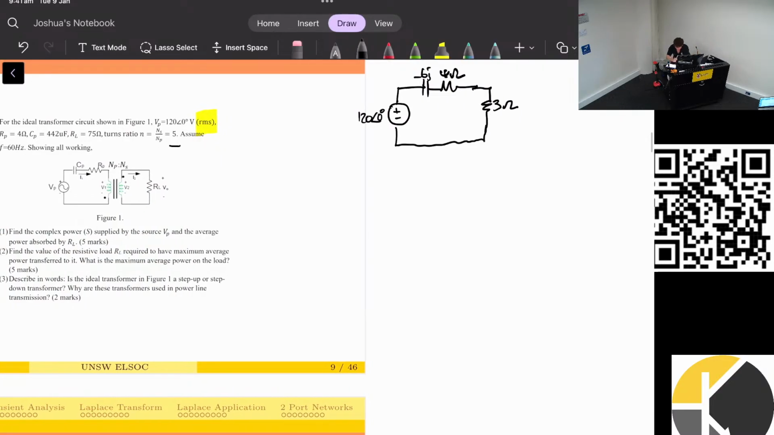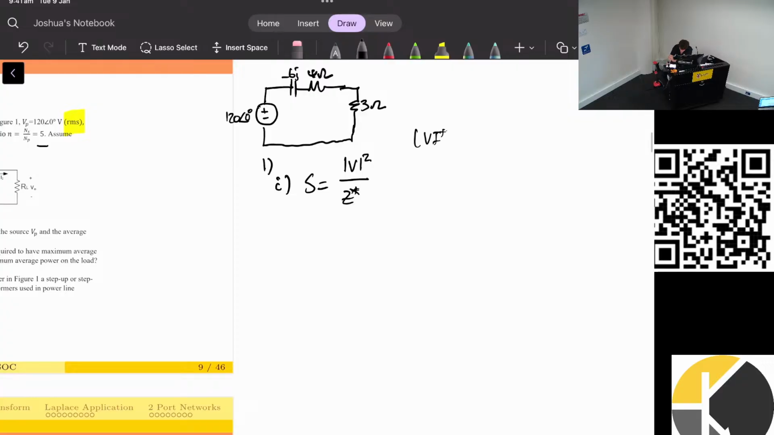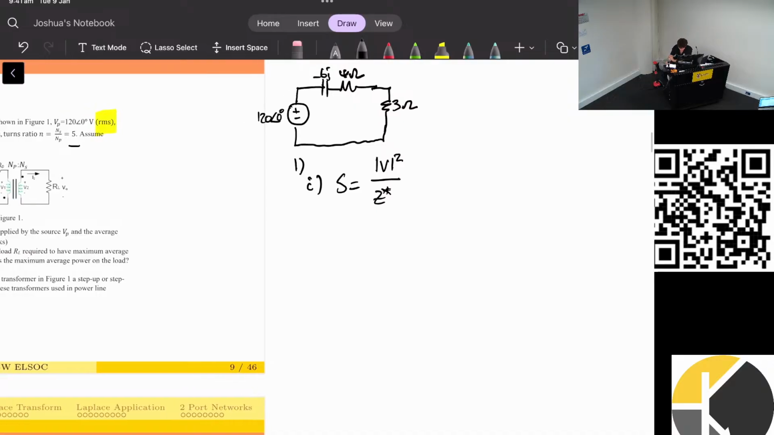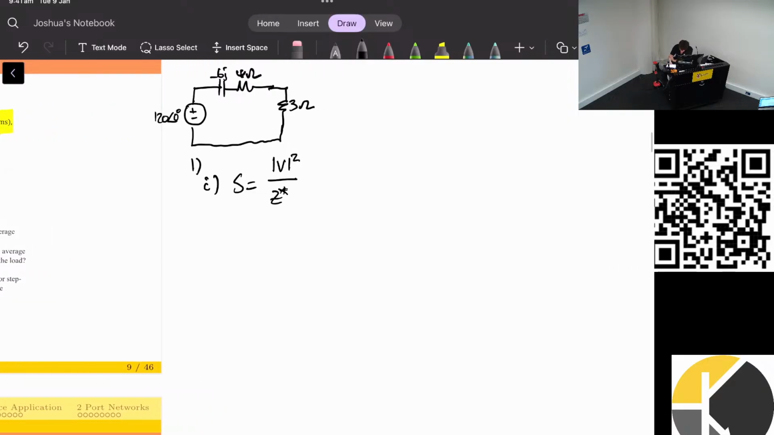Okay, what's it asking? It's asking for S, the S of the source. So for that, let's write our equation for S. Our equation for S is the absolute value of V squared on Z star. That comes from VI star, and you use Ohm's law. Now notice we don't have a 2 here. The reason we don't have a 2 is because we were given our units in RMS, which makes our equation a bit nicer.